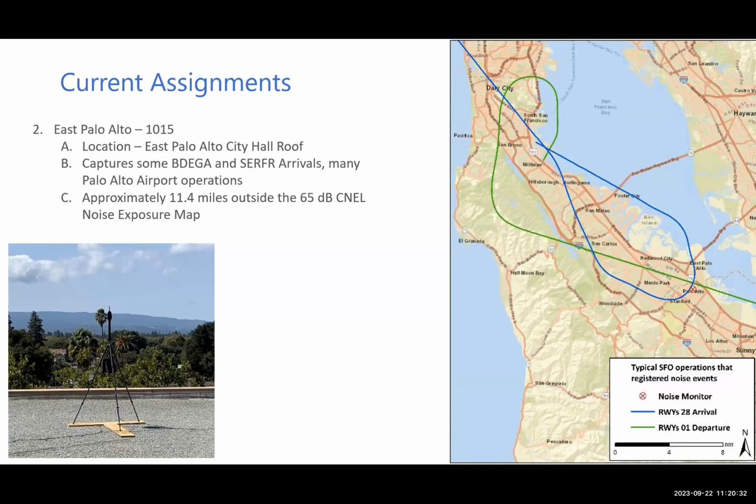We capture a lot of things there, other than airplanes, best to explain there. The Bodega and Surfer arrivals are captured on this one. As you can see with the blue line, we're missing the Surfer arrival coming up from below that white legend screen there, but that would be where it would arrive from. Approximately 11.4 miles outside the 65 feet.